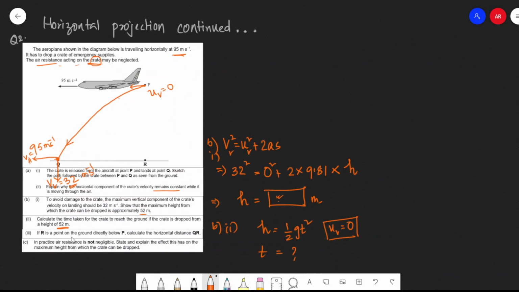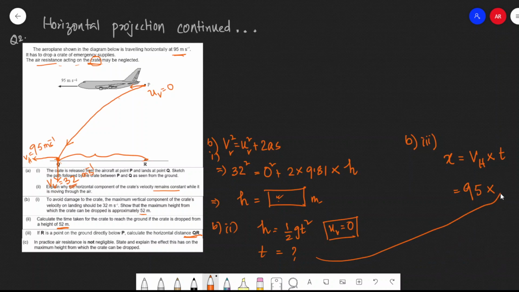Now R is a point, so calculate the horizontal distance QR. You have to find out this QR, and for this you make use of this equation. The horizontal displacement is the horizontal velocity times time. This horizontal velocity is 95, which you have already calculated, and the time is the time that you calculated earlier. So this is going to be your horizontal displacement in meters.